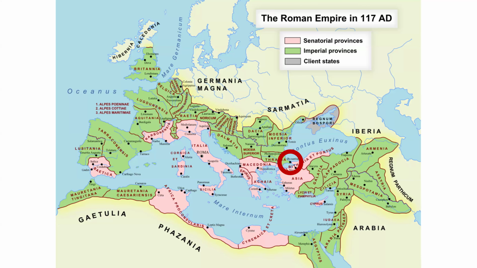This next map shows you the Roman Empire at its greatest extent under Hadrian. You might know Hadrian because in northern England is Hadrian's Wall. That was the extent of the Roman Empire to the north.